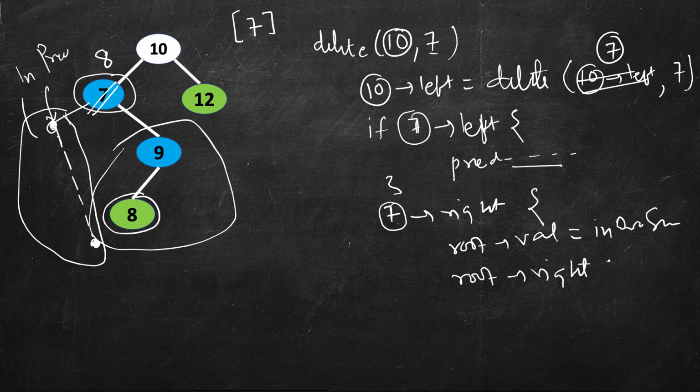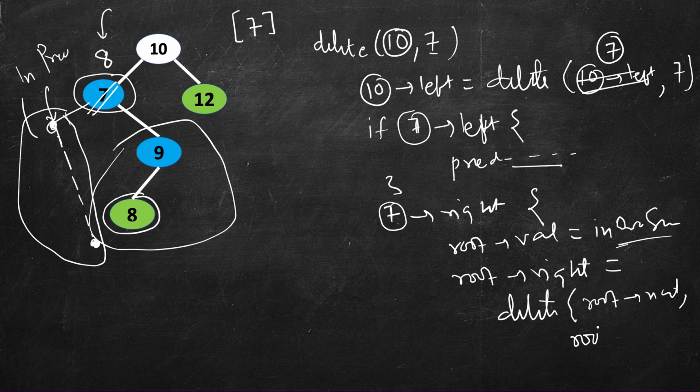Then its right will be calling the same function delete on its right subtree, that is root right, and we have to delete in this case this. We have copied the value here, now we have to delete 8. So just pass that value root.val, and it will take care of this. It will again come here.